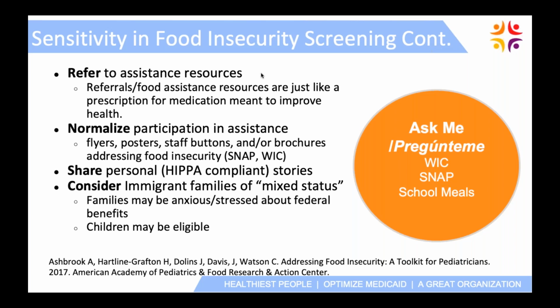And if you feel comfortable sharing personal stories, experiences that you or someone else has had with food insecurity or poor food access, that can often help put folks at ease as well. Of course, make sure that anything you share is HIPAA compliant.